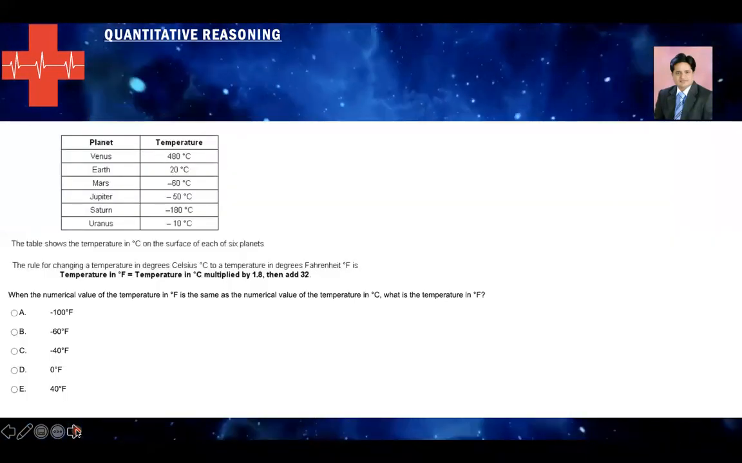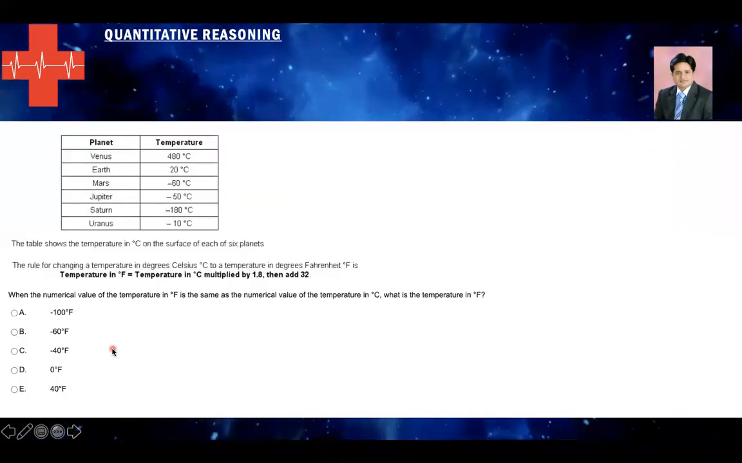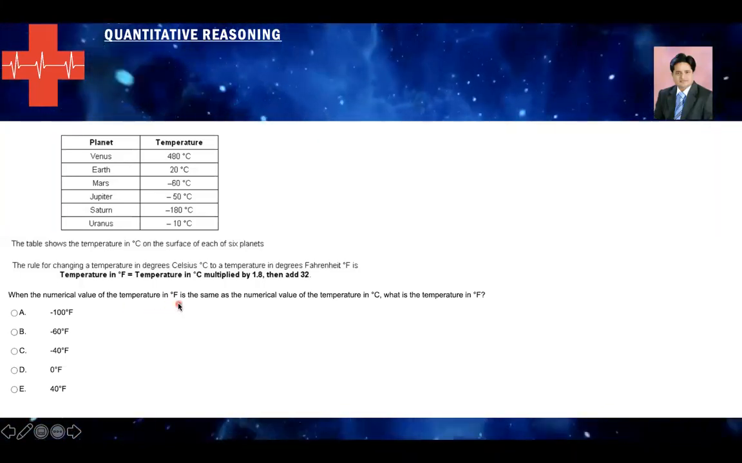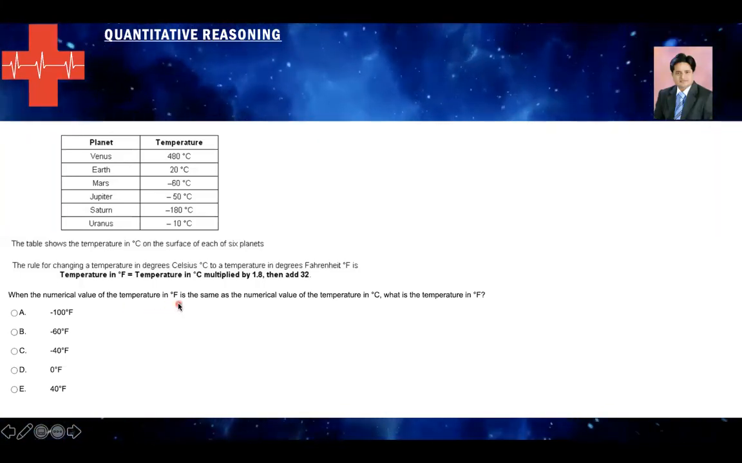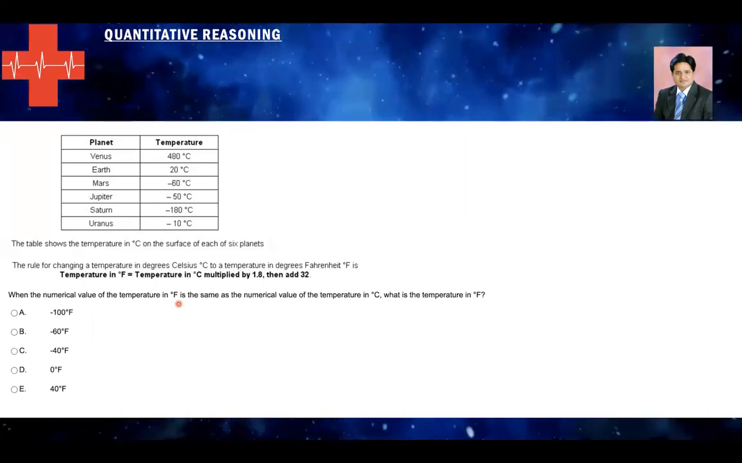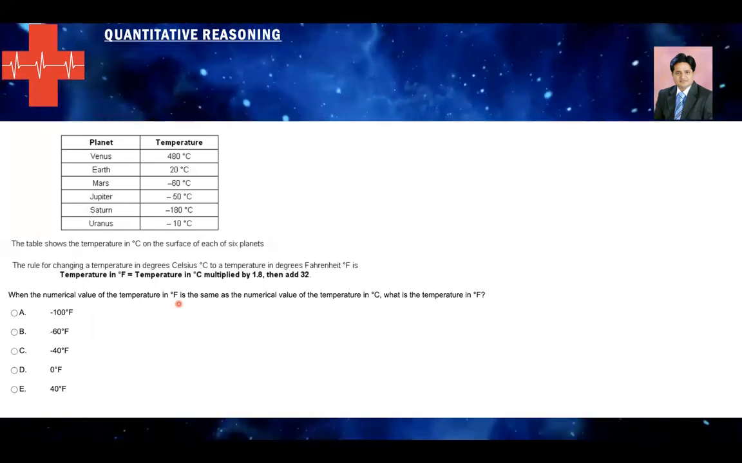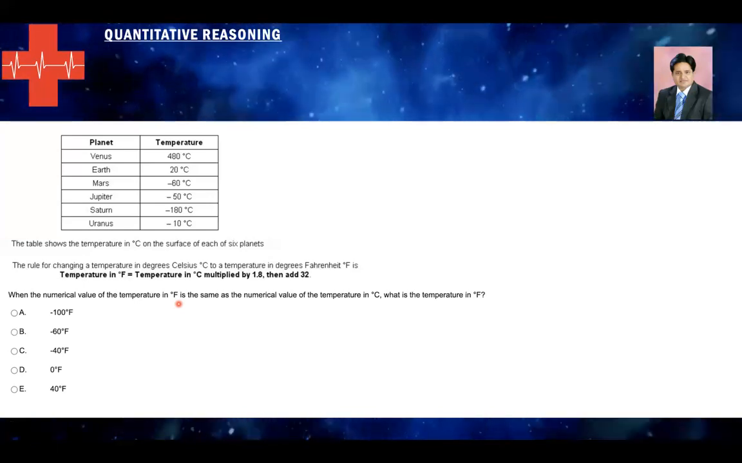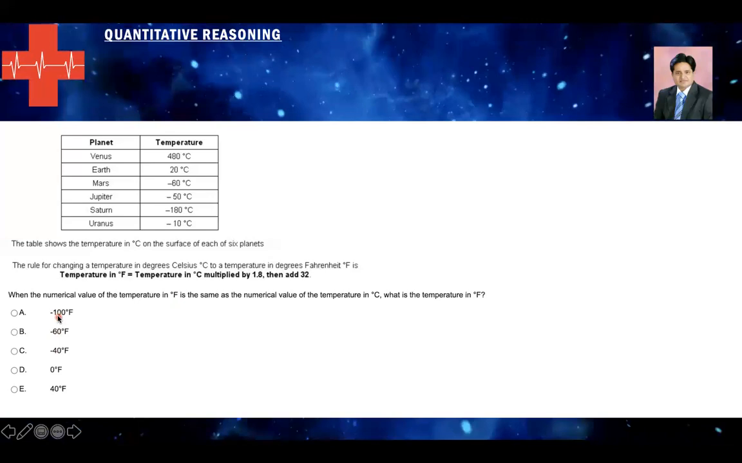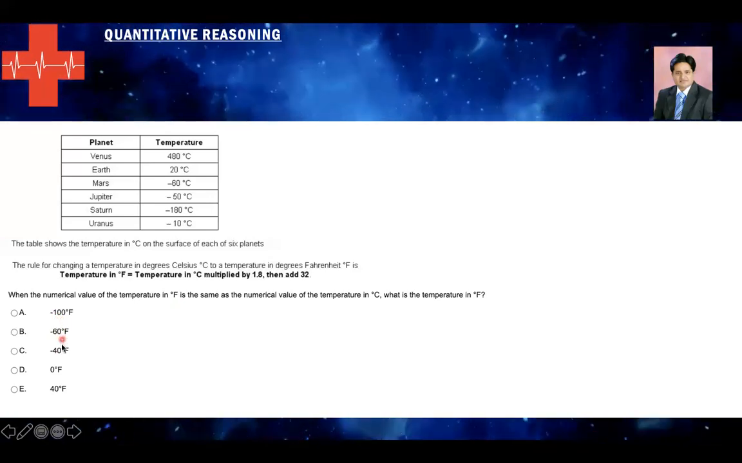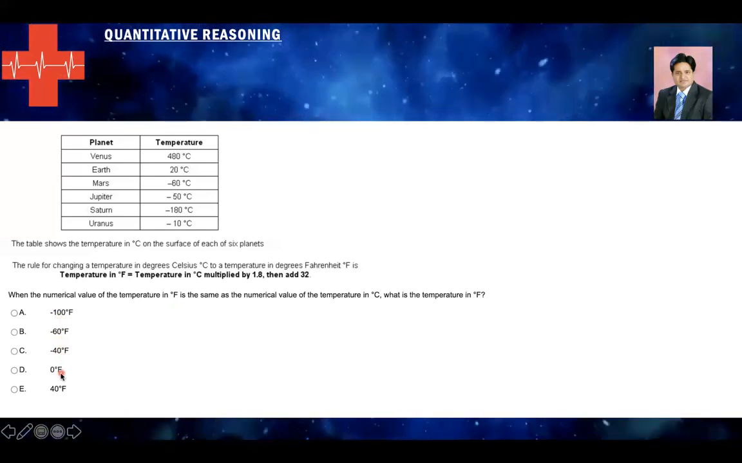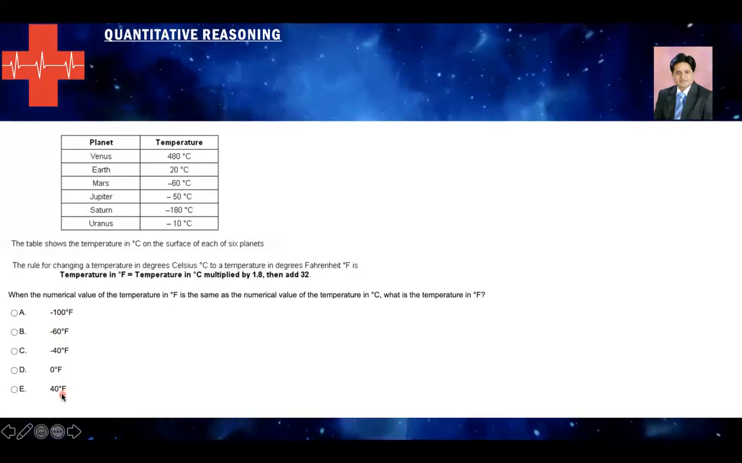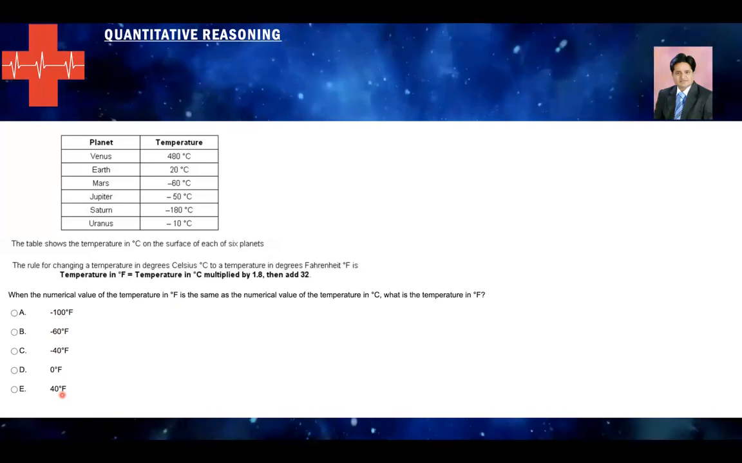Here comes your next question. The next question is, what is the numerical value of temperature in Fahrenheit which is the same for Celsius? So technically, they are asking you the point of intersection of Celsius and Fahrenheit. At what point do Celsius and Fahrenheit intersect? And you have a couple of options: minus 100 Fahrenheit, minus 60 Fahrenheit, minus 40 Fahrenheit, 0 Fahrenheit, 40 Fahrenheit. Solve this question, and then I will go over the explanation.